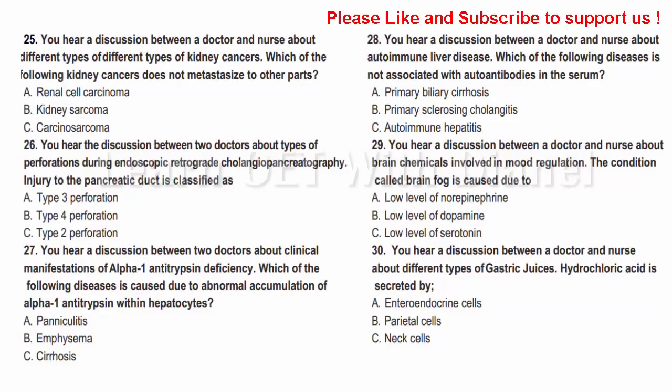Now, look at question 25. You hear a discussion about different types of kidney cancers. Now, read the question.